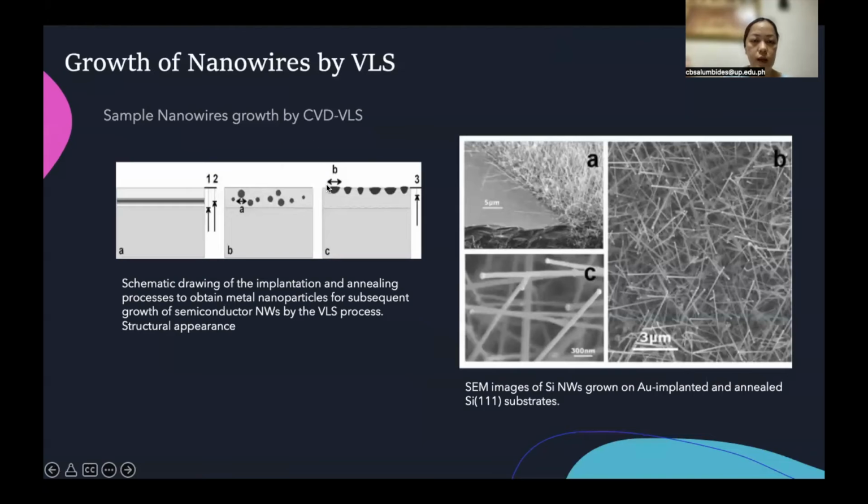And then in the image on the right, we have images of silicon nanowires grown on a gold implanted and annealed silicon substrate. It is visible in figure A that the nanowires grow only in the implanted areas. So we have an implantation here through masking, and the area on the left here is the unimplanted area. And then figures B and C just show silicon nanowires with the gold droplet at the tips.